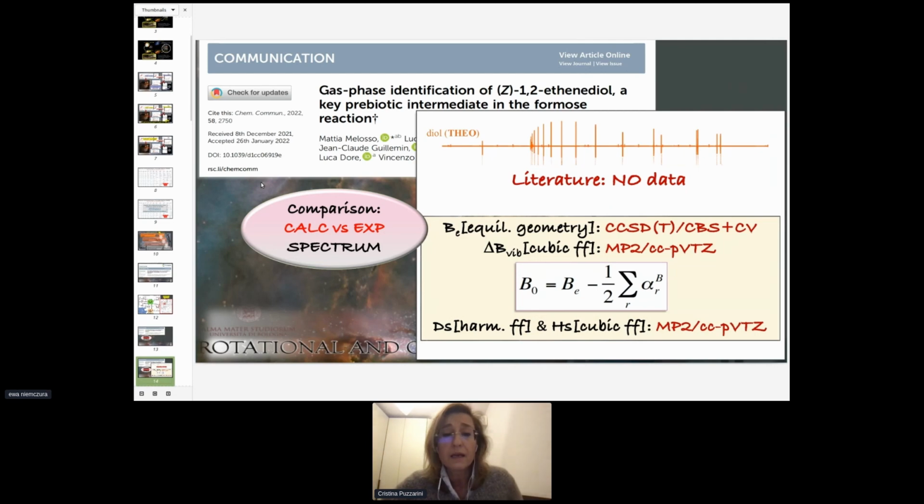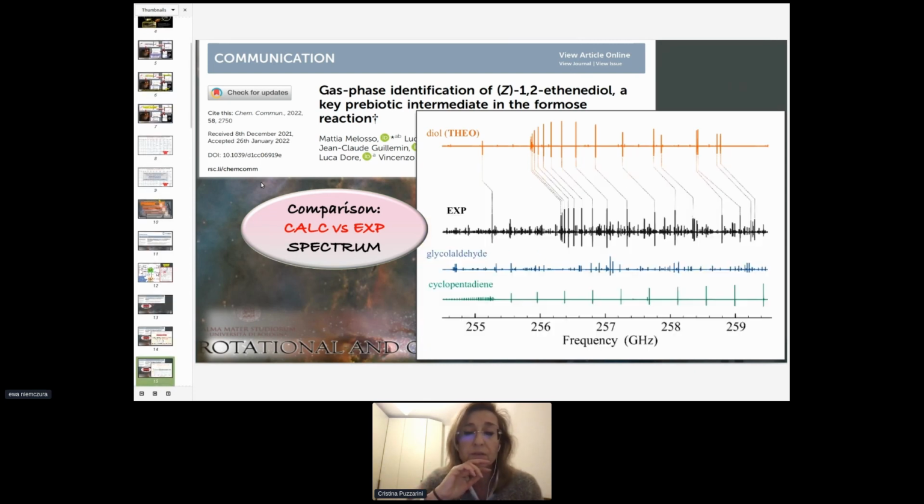Next slide, please. Here you can see in orange the simulated spectrum. I won't go into detail. And then, yes, next slide. Once you have the simulated spectrum, you have to compare it with the experimental one, which is the black one in this case, and which is very crowded because you also have side products, co-pyrolysis products, and products from isomerization.